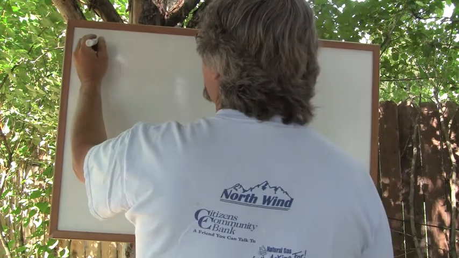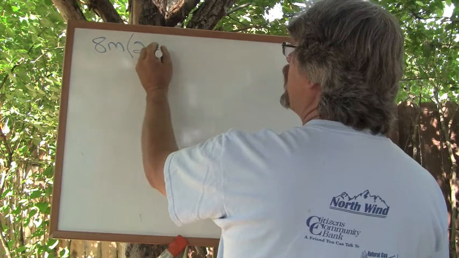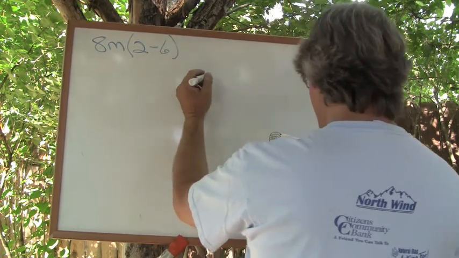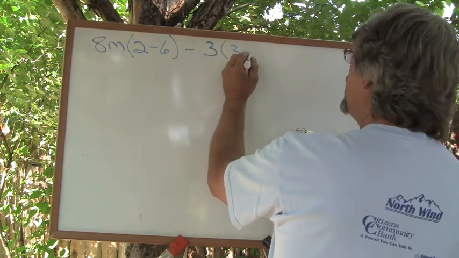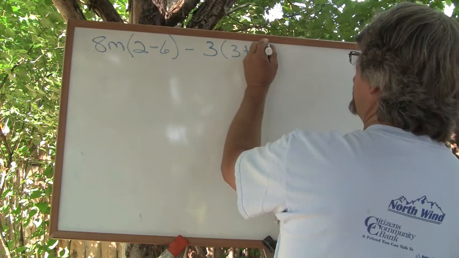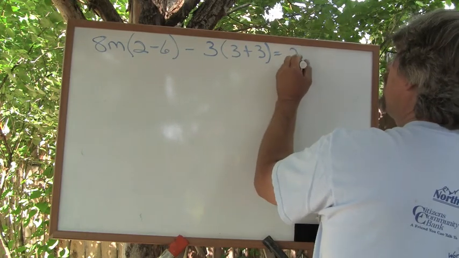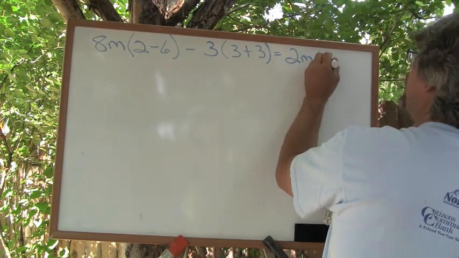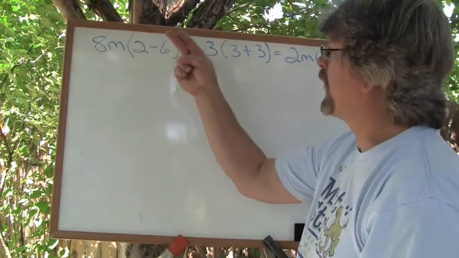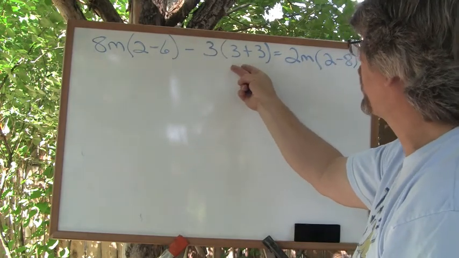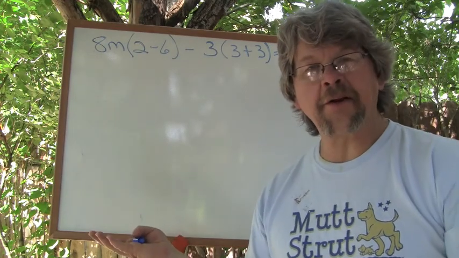Okay, we're given 8m times 2 minus 6 minus 3 times 3 plus 3 equals 2m times 2 minus 8. So we have an expression minus an expression that's going to equal an expression. How do we do this? We know already how to do this, don't we?